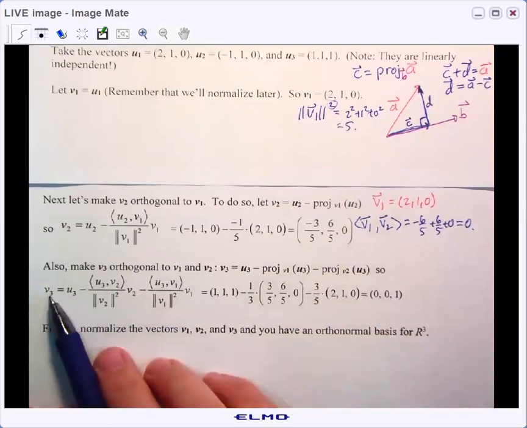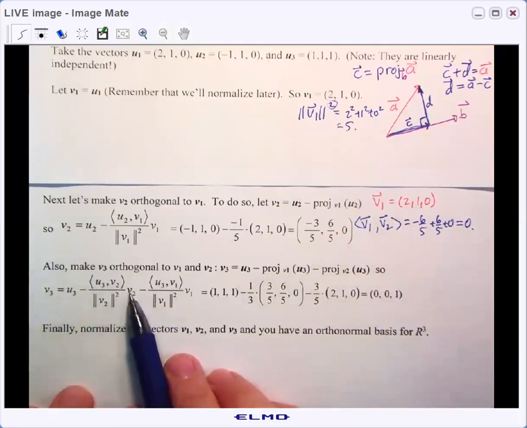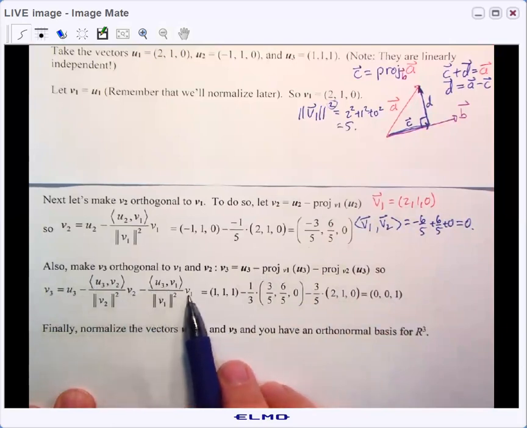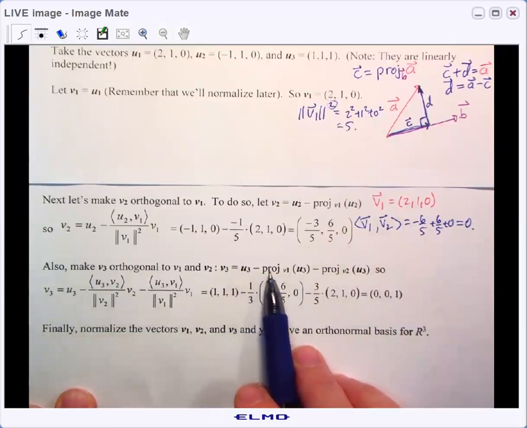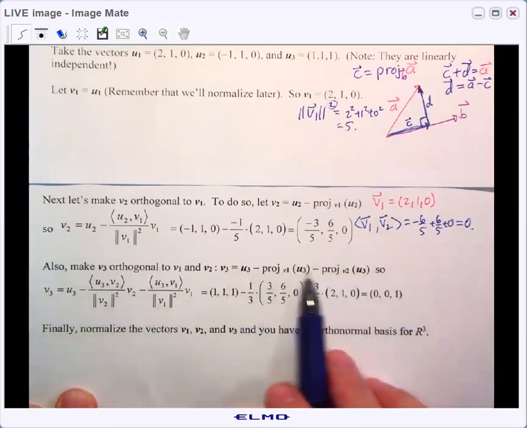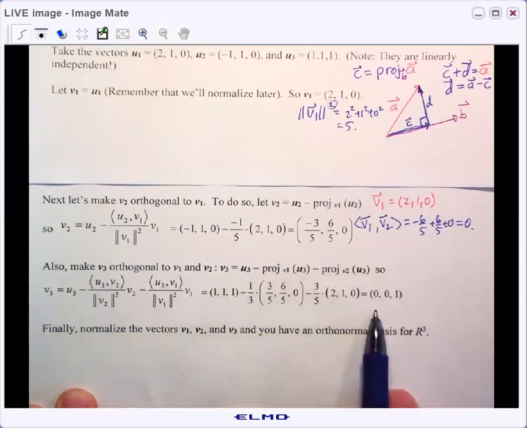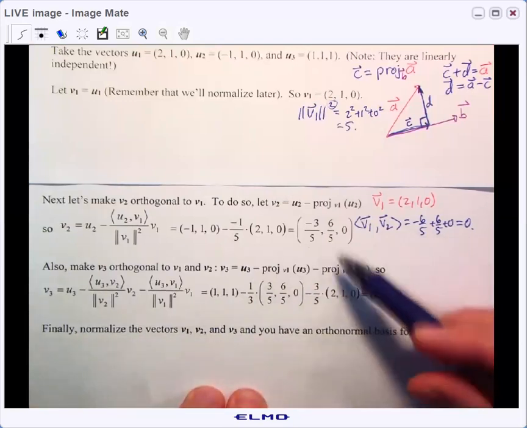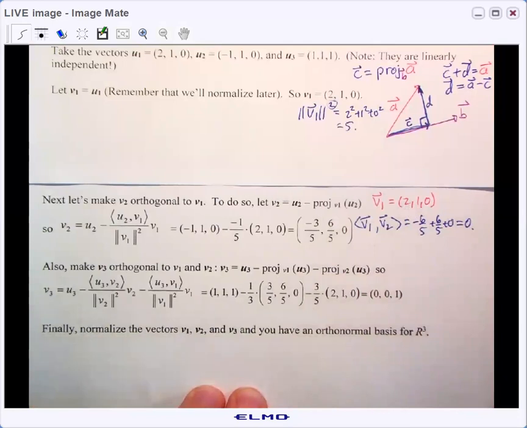So the V3 vector is going to be U3 minus the inner product of U3 with V2 over the magnitude of V2 squared times vector V2, minus the inner product of U3 with V1 over the magnitude of V1 squared times V1. Remember to take your vector and subtract its projection onto each of the other vectors you've already made. If you follow the algebra through here, we'll get the vector 0, 0, 1. You'll notice that it is in fact orthogonal to V2 and to V1. So we'll pause right here and pick up in the next video.